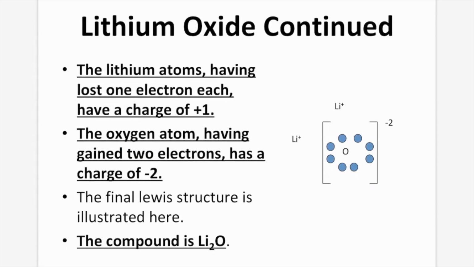The lithium atoms, having lost 1 electron each, have a charge of +1, and we can see that in here and in here. The oxygen atom, having gained 2 electrons, has a charge of -2, and we can see that here. The final Lewis structure is illustrated here. So we have the final Lewis structure there, and we have the molecular formula right there, Li2O. Now it's Li2 because we have 2 lithiums, 1, 2, and we have 1 oxygen, so just 1.